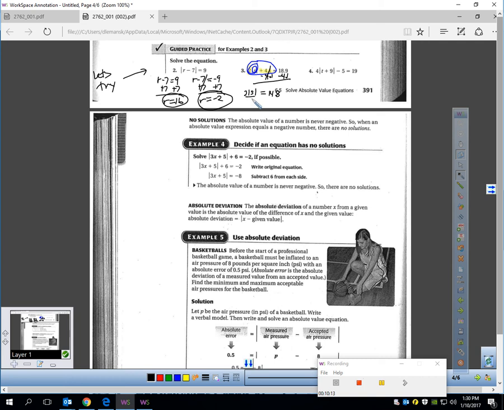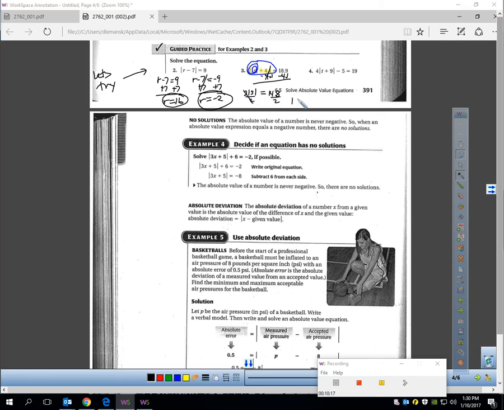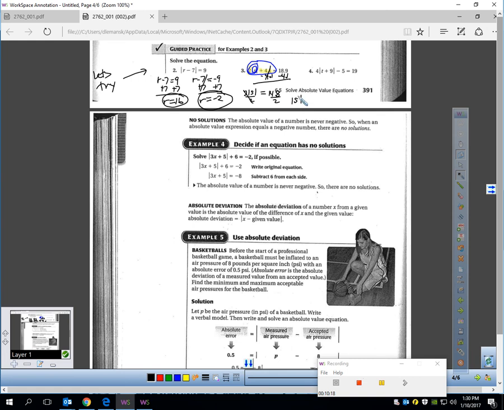And then I can divide by 2, and that would give me absolute value S equals, if I'm doing this in my head right, 7.4. Now, there's my equation. I get 2 answers to this. One would be positive, one would be negative. So one answer would be S equals positive 7.4. The other answer would be S equals negative 7.4. Okay?